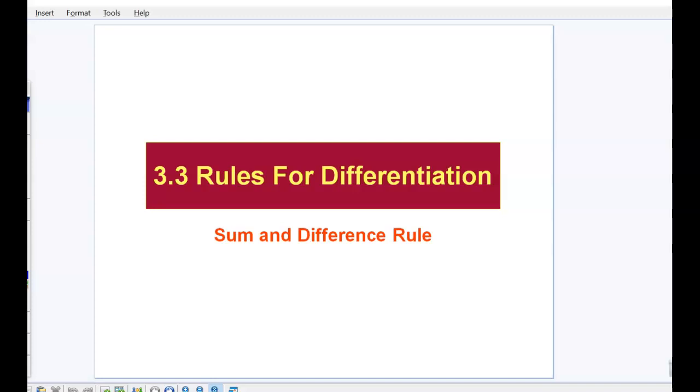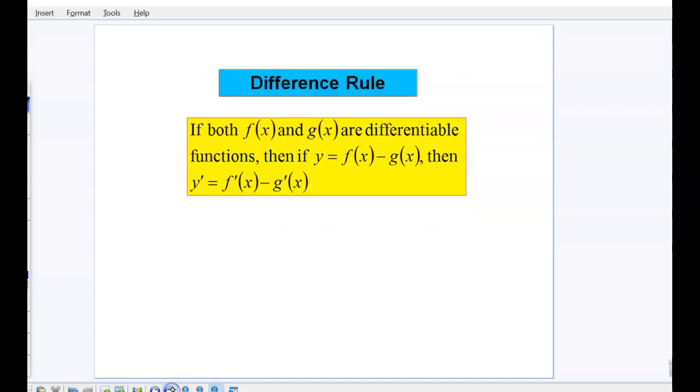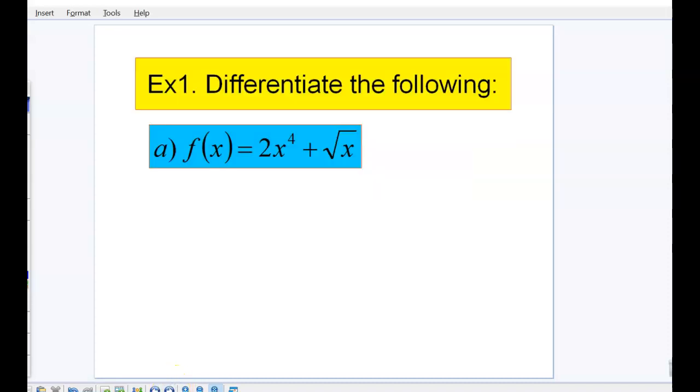In the next part of section 3.3, we're going to look at the sum and difference rule for differentiation. If both f of x and g of x are differentiable functions, and y equals f of x plus g of x, then y prime is the derivative of f plus the derivative of g. Similarly, if f and g are differentiable, and y is equal to f of x minus g of x, then y prime would be f prime of x minus g prime of x. So let's take a look at a few examples.